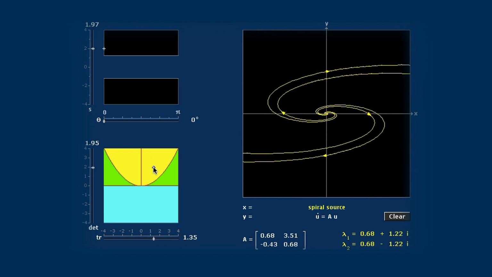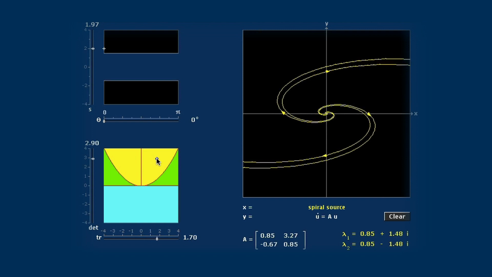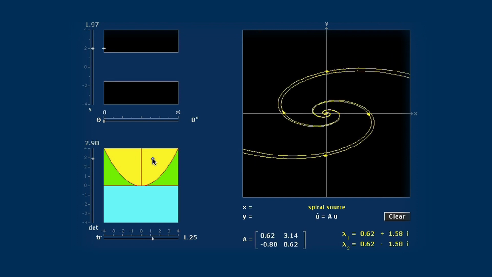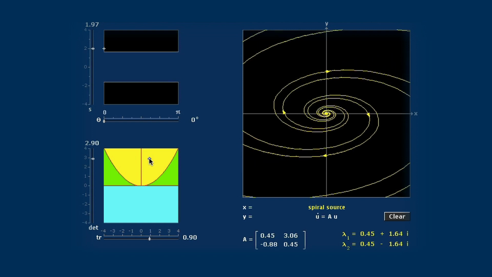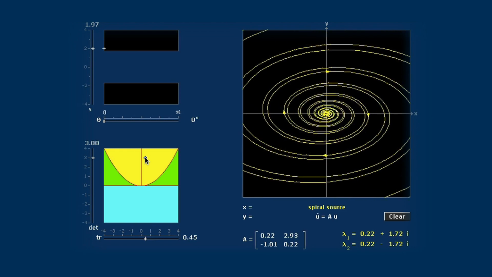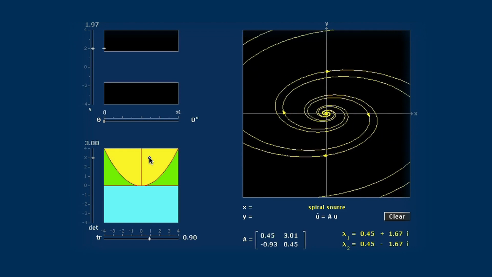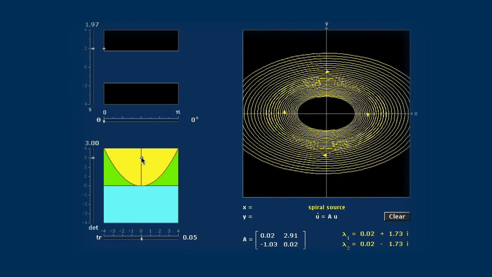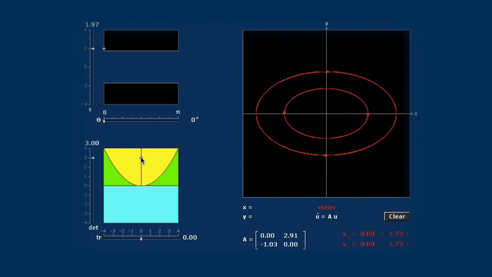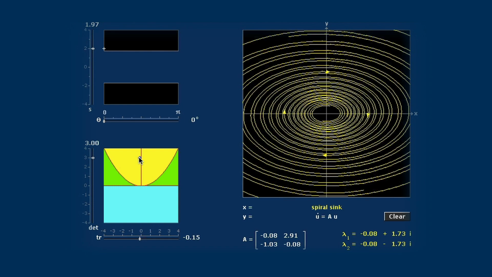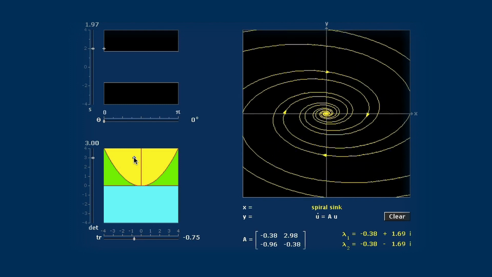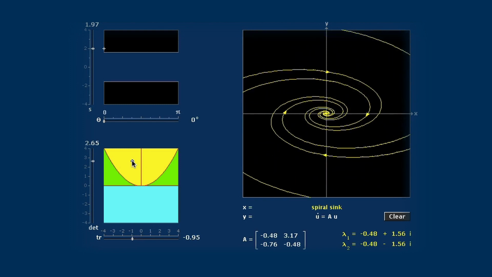So far I've just been inside of this little part of the parabola. Now I'm going to start to explore more widely and push over across this vertical line. So here the spirals get tighter and tighter until when you hit that vertical line they become circles. These are periodic orbits in the parlance. If I continue to move over, the trace is negative. I have a stable system, as they say.